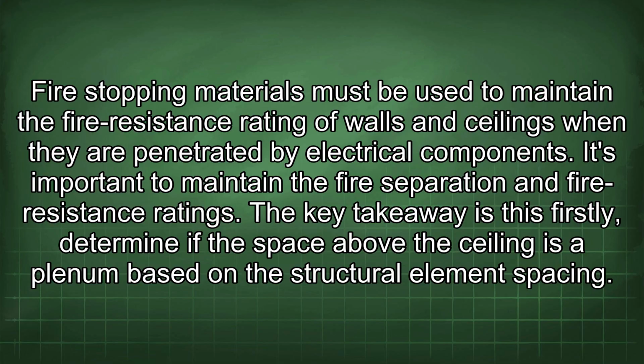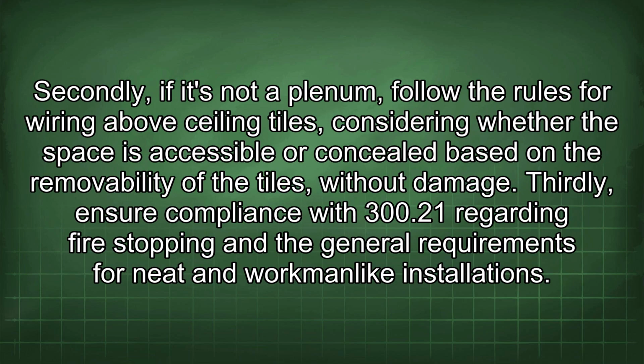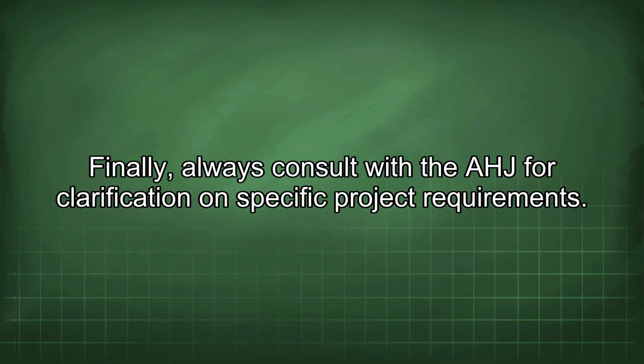The key takeaway is this: firstly, determine if the space above the ceiling is a plenum based on the structural element spacing. Secondly, if it's not a plenum, follow the rules for wiring above ceiling tiles, considering whether the space is accessible or concealed based on the removability of the tiles without damage. Thirdly, ensure compliance with 300.21 regarding fire stopping and the general requirements for neat and workmanlike installations. Finally, always consult with the AHJ for clarification on specific project requirements.